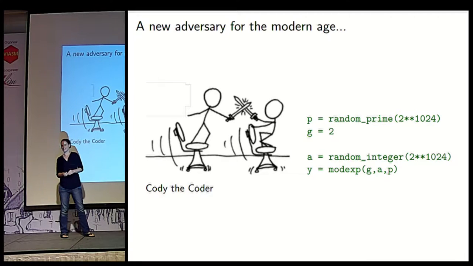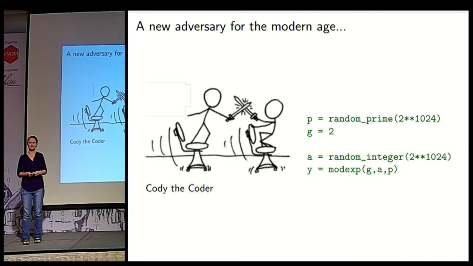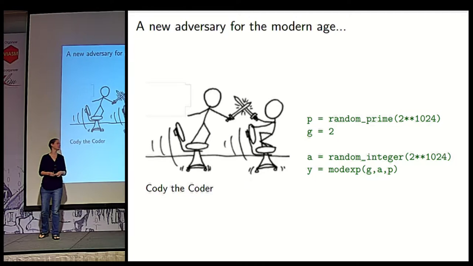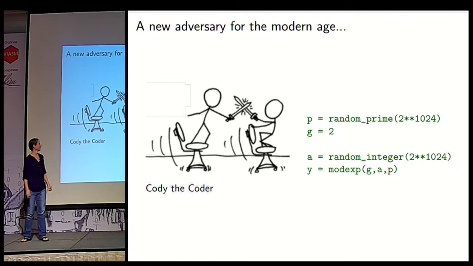I found a nice picture from XKCD for you. Okay, so Cody the Coder, who is taking your undergraduate crypto class, is going to see the Diffie-Hellman, this beautiful diagram that I just showed you, and his version of implementing Diffie-Hellman is going to look something like this pseudocode, Python-inspired pseudocode on the right here.